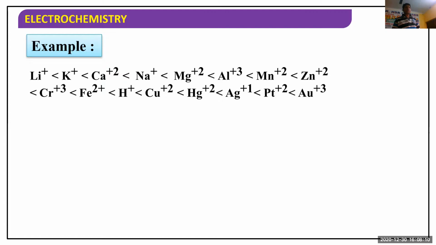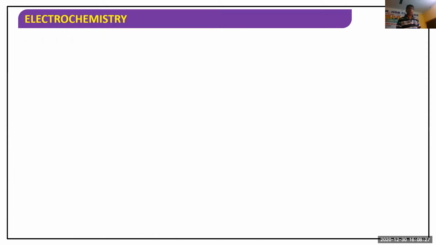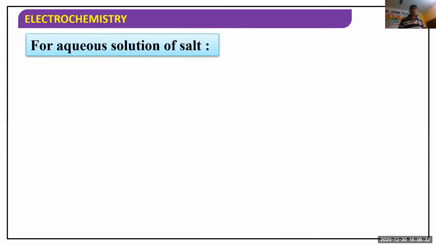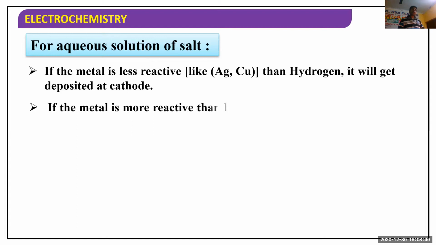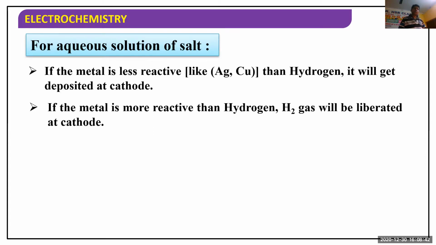Oxidation potential of lithium is more and reduction potential is very low. That is, reduction potential of lithium is negative, and for copper, mercury, silver, platinum, gold, reduction potential is positive. Hydrogen is 0. For aqueous solution of salt, if the metal is less reactive than hydrogen, it will get deposited at cathode. If the metal is more reactive than hydrogen, hydrogen gas will be liberated at cathode.